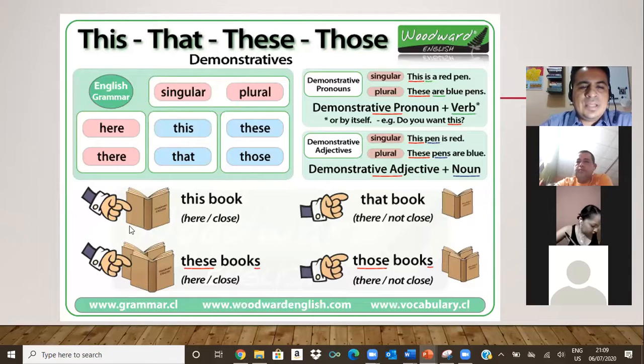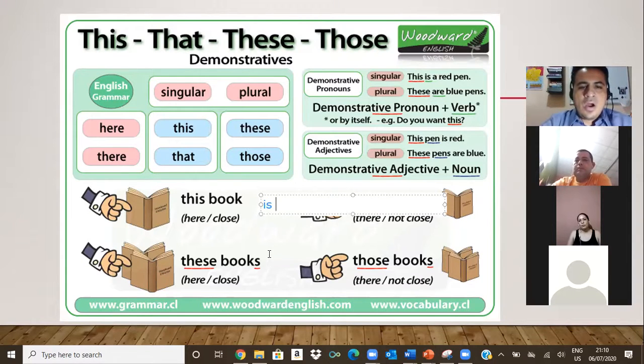Now, look at the book. The example with the book. This is my book. Aquí le voy a agregar un poquito más a este ejemplo. This is my book. That is my book. Y el segundo plural, these are my books. Now, ¿vieron la diferencia de is and are? ¿Cuándo uso is? For singular, right? Singular. Are for plural. Remember, these are my books.